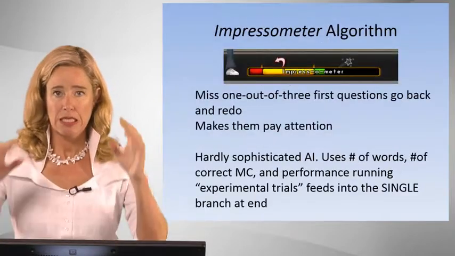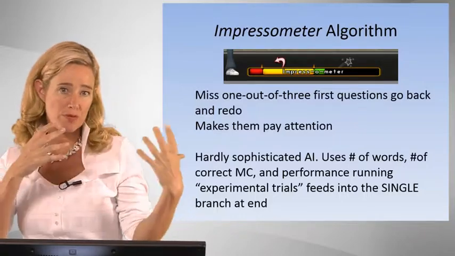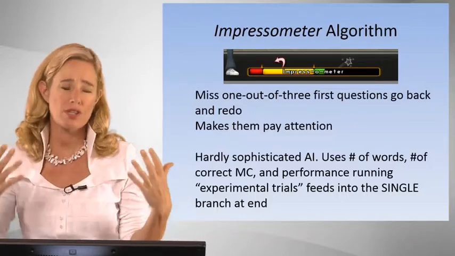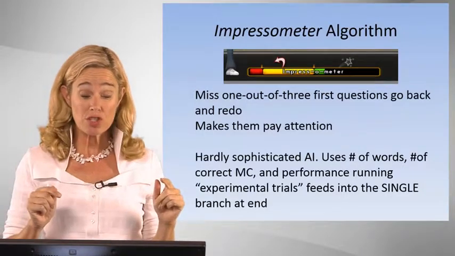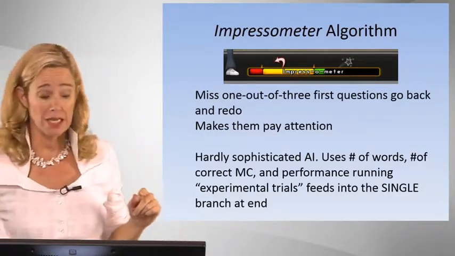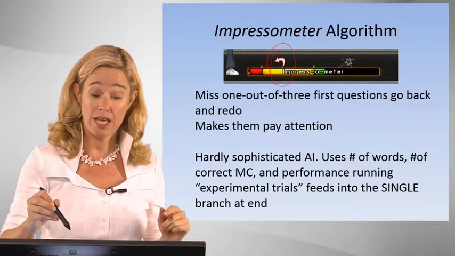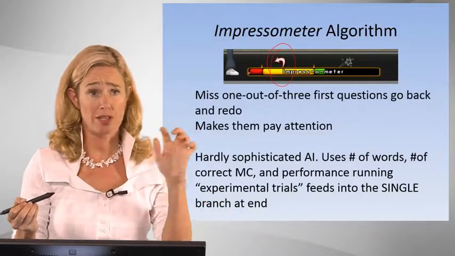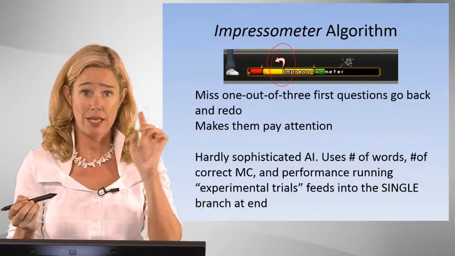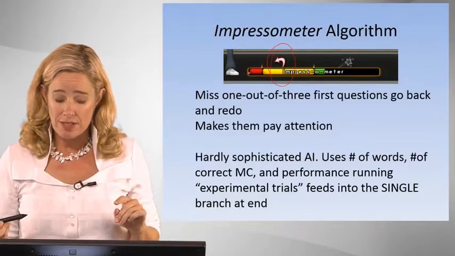What is that? The impressometer sits at the bottom of the screen, and it lets you as the user know how you're impressing the grad students, because you want to join their lab, right? So if you miss one out of the first 3 questions, you're going to go back, this is what this arrow is here. You're going to have to go back and start again. So this makes sure they're paying attention, right? Because you know how they love to brute force that stuff. And so if they get one wrong, they go back, they do it again, and now they are paying attention, I can assure you. This is hardly the most sophisticated AI.